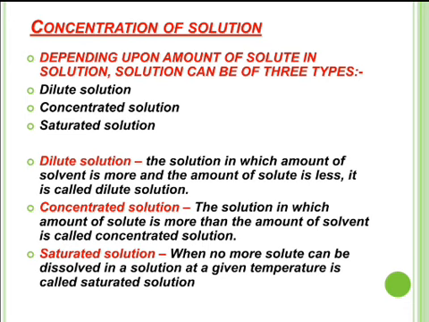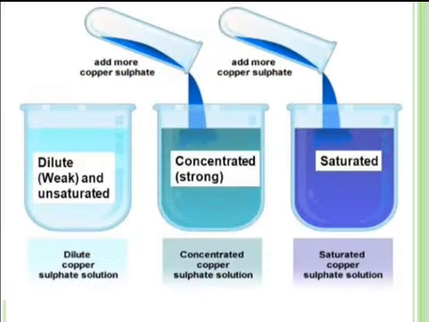Let us see these three types of solution with the help of this diagram. The first diagram shows a dilute and unsaturated solution. In the given amount of solvent, for example, you have taken 100 ml of water and you have added 5 to 6 teaspoons of salt or sugar in this 100 ml of water, and they are easily soluble in it, right?